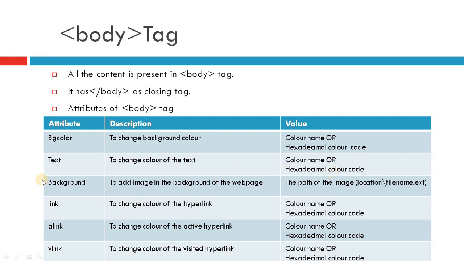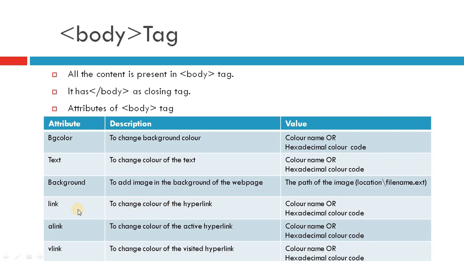The third attribute is background attribute. Background attribute is used to add image in the background of the web page. If we want that the web page should have certain image in the background, we can use background attribute. The value for background attribute will be the path of the image. So it will be location/the name of the file dot extension of the file. So these are the 3 attributes that we have to study right now.